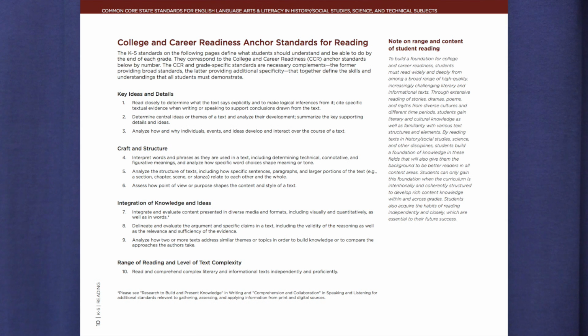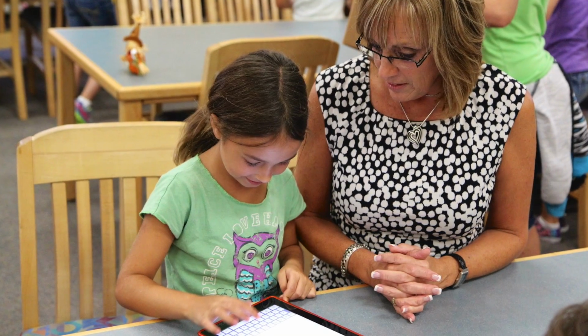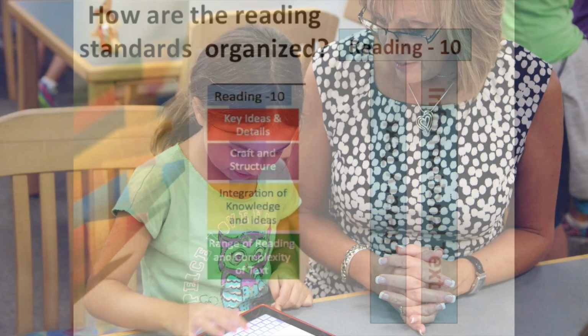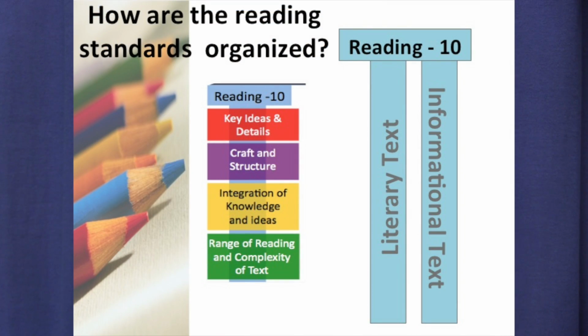Notice here that our author of our standards has identified 10 anchor standards for reading. These are the college and career readiness anchor standards, and they really help to describe what a student's reading behaviors will look like when they're college and career ready. You know from working with your grade level standards that there's an informational and a literary text standard that come together in order to make this anchor standard.